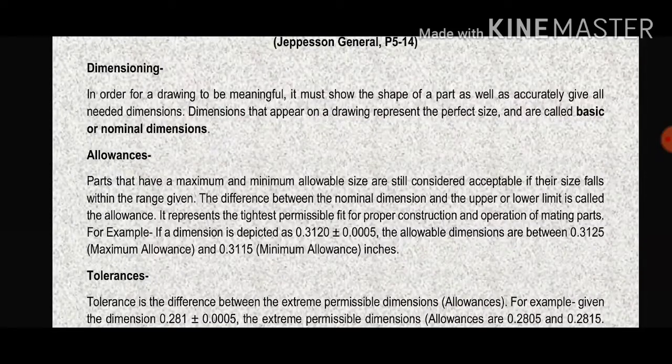The allowable dimensions are between 0.3125 maximum allowance and 0.3115 minimum allowance inch. Then the difference gives the minimum and maximum allowance. That's it.